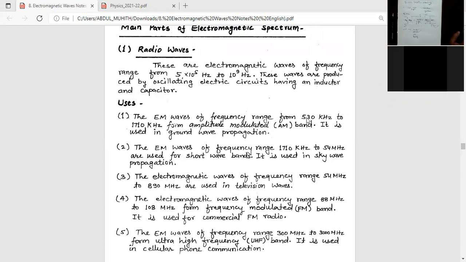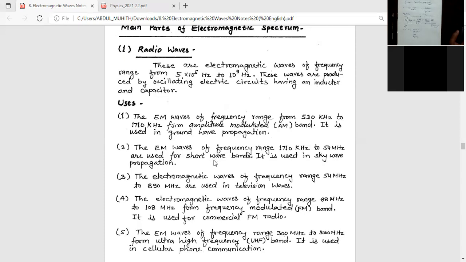For AM, 530 to 1710 kilohertz, that is for ground wave propagation. The second one is 1710 kilohertz to 54 megahertz, that is skywave propagation. That is also known as shortwave propagation, the SW band. In the old books they have given the SW band. The electromagnetic waves of frequency range 54 megahertz to 890 megahertz are used in television.